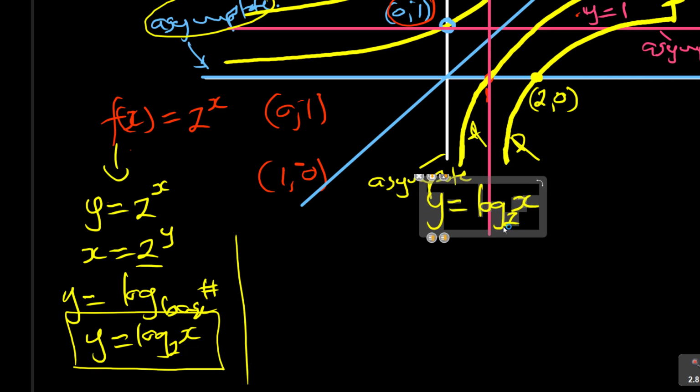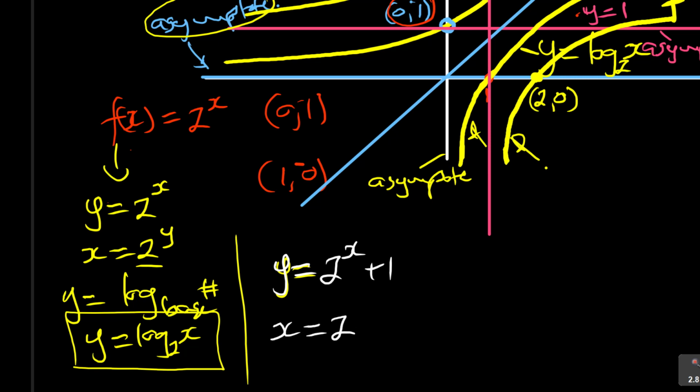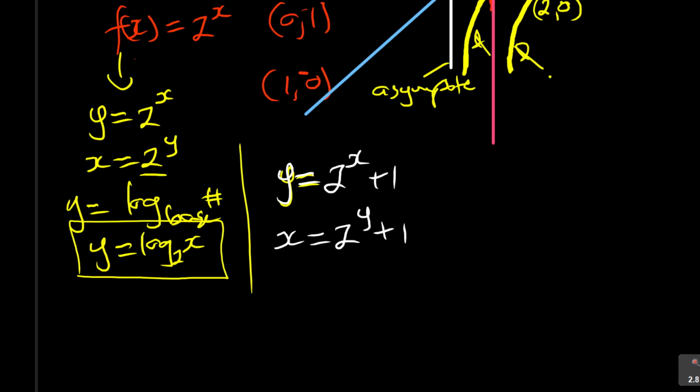Let me put it. Yeah, it's fine like that, but it's this one. This is this graph. What about this one? It was y is equal to 2 to the exponent x plus 1. You interchange again. X is equal to 2 to the exponent y plus 1, and then when you're interchanging, take this one to the other side. You've got x minus 1 is equal to 2 to the power y.